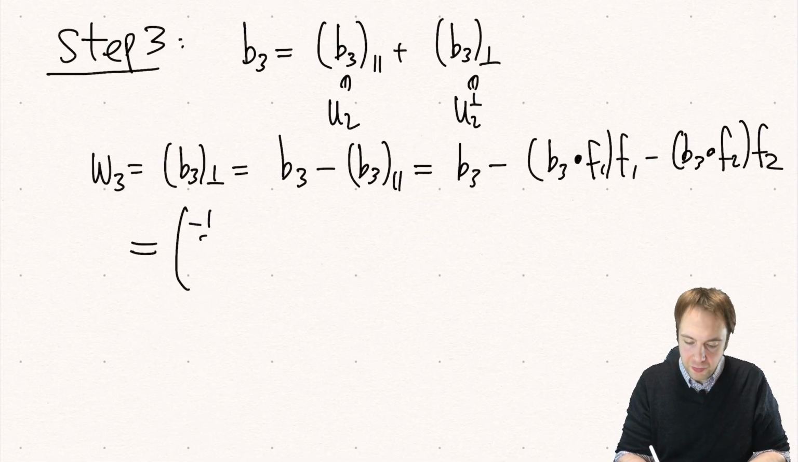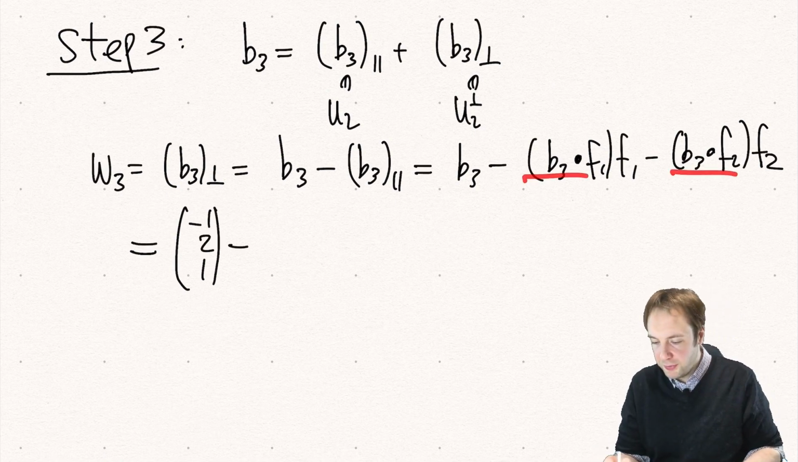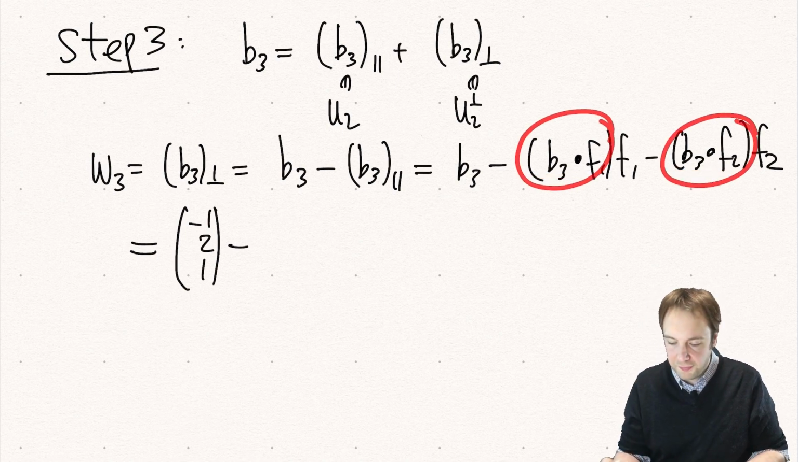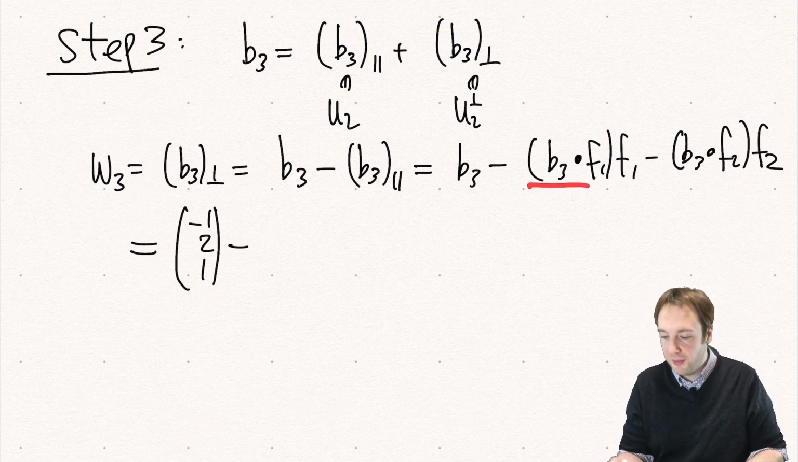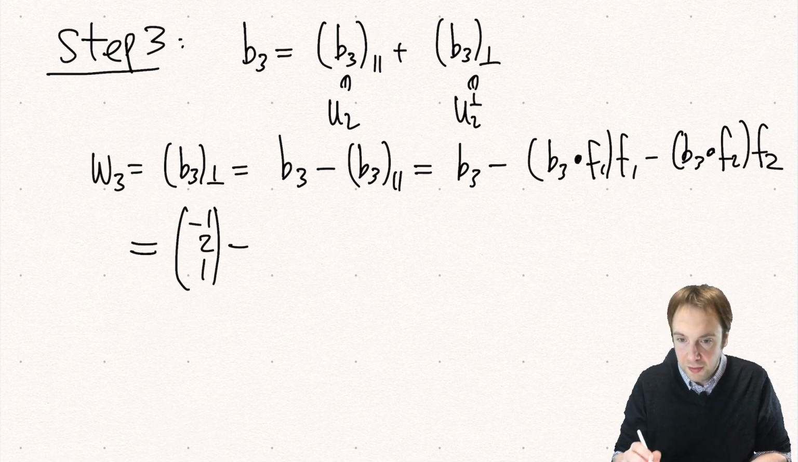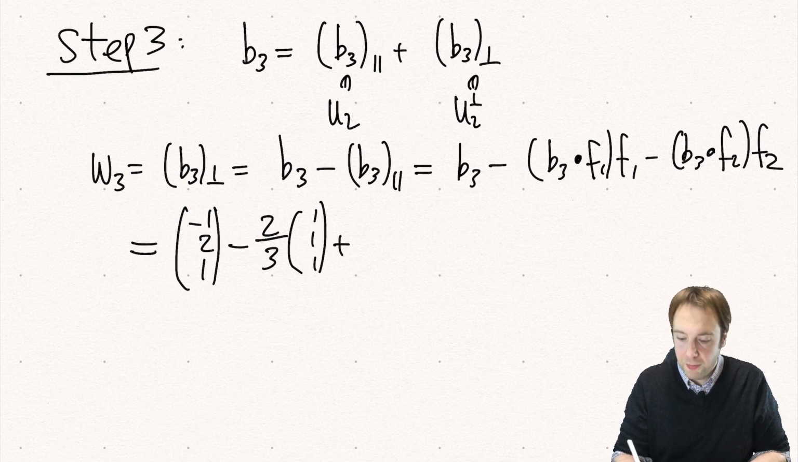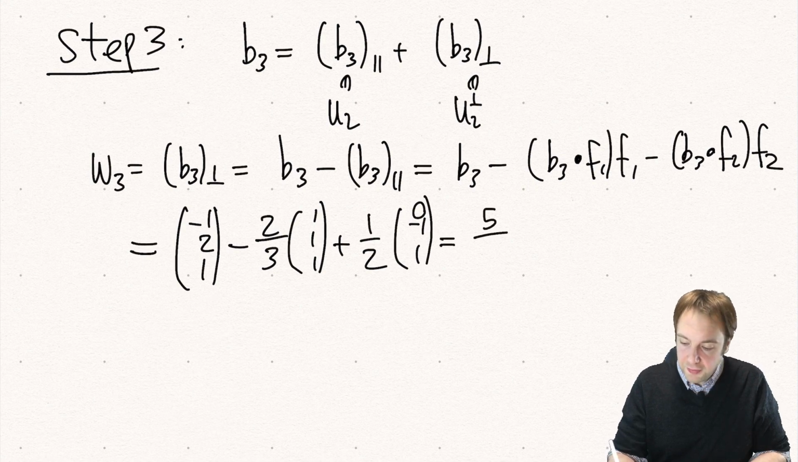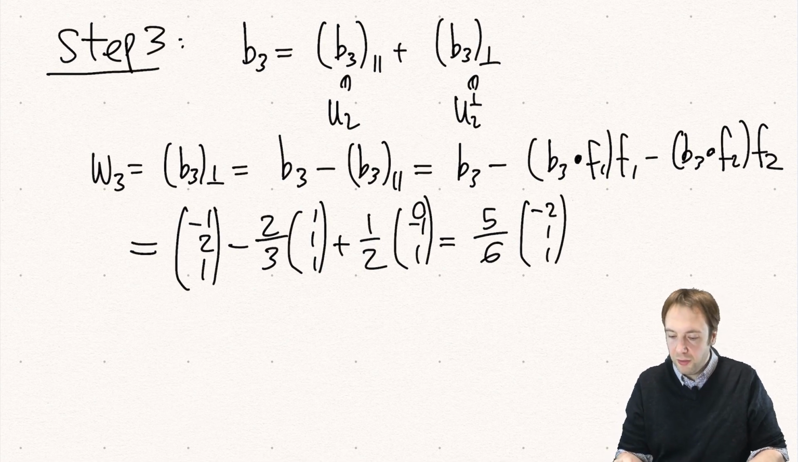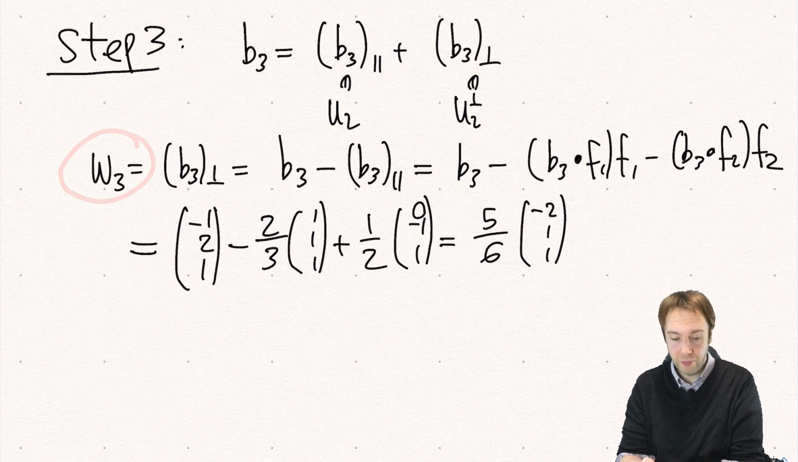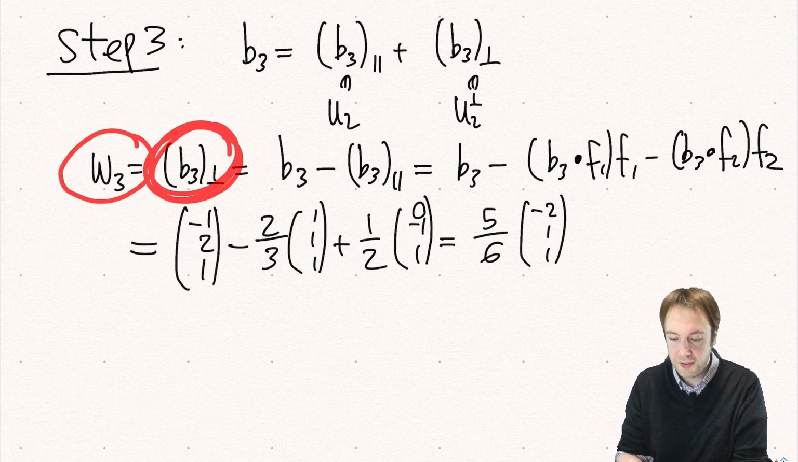So minus 1, 2, 1 minus, and maybe this I will just give you now, but if these numbers I get here confuse you, then either check that this works, or ask me in the tutorial. So what you should get is 2/3 times 1, 1, 1 plus 1/2 times 0, minus 1, 1. And in the end, this gives 5/6 times minus 2, 1, 1. Okay, so this is the W3, which is just the orthogonal part of this B3.